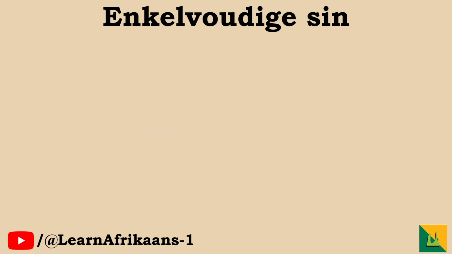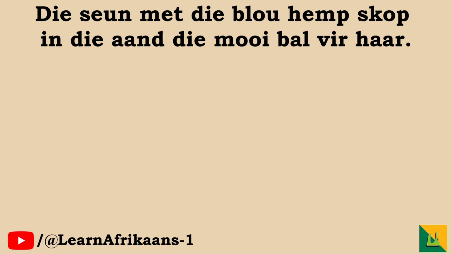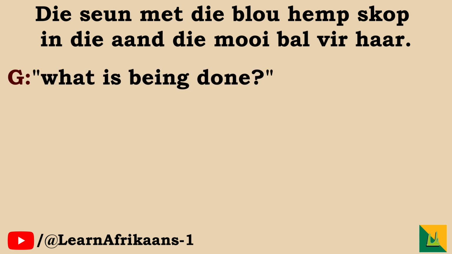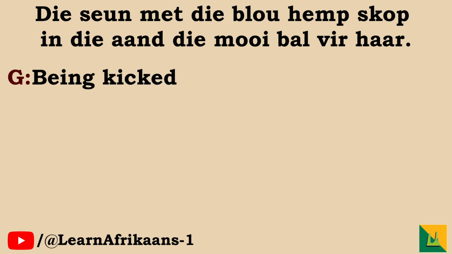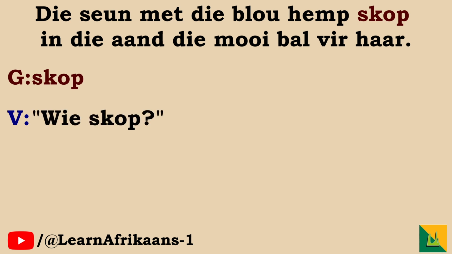Let's go over our example sentence once more by using the questioning format to identify every sinsdeel, part of the sentence. Die seun met die blou hemp skop in die aand die mooi bal vir haar. Gesegde, what is being done? Wat word gedoen? Geskop. Being kicked. Skop is your gesegde. Voorwerp, who kicks? Wie skop? Die seun skop. Die seun.